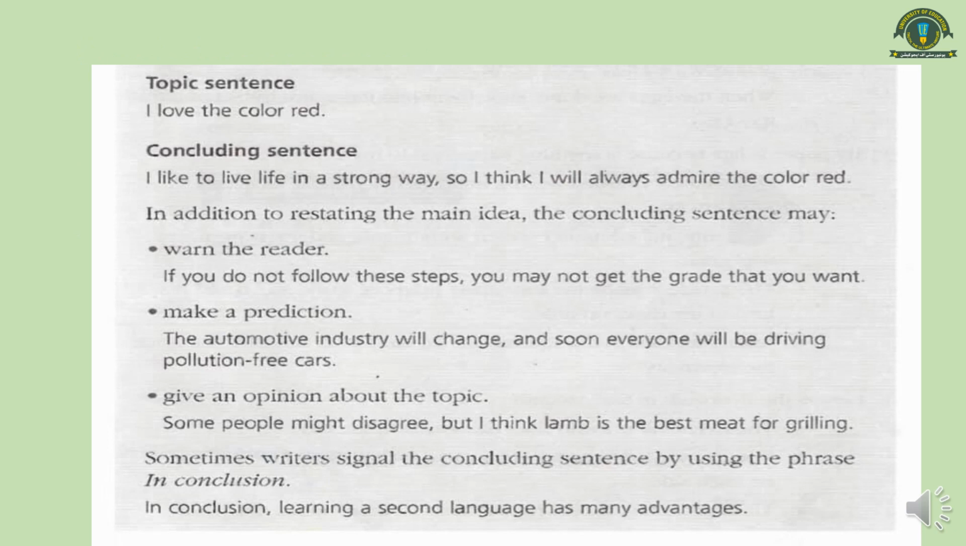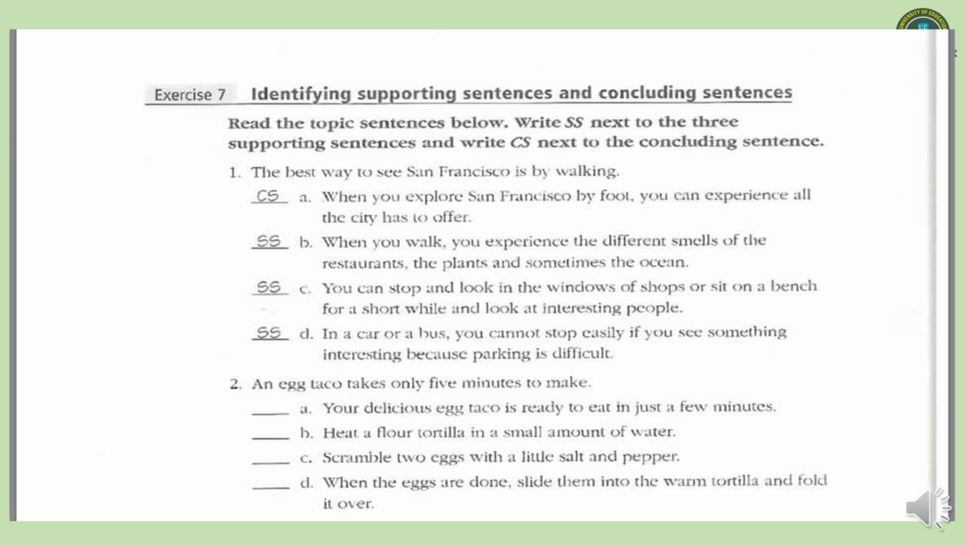So the topic sentence was, I love the color red. And when you come to the end, you can see the concluding sentence, I like to live life in a strong way, so I will always admire the color red. Both these sentences are referring to and reflecting each other, or in simple words, the concluding sentence is restating the topic sentence. So these are the exercises about the concluding sentence and the topic sentence.